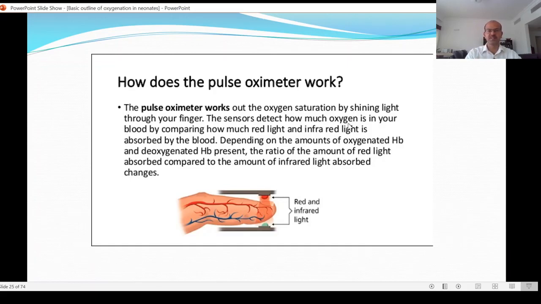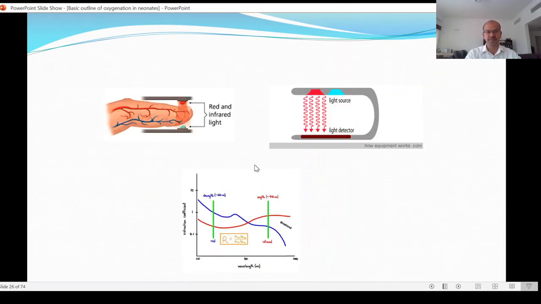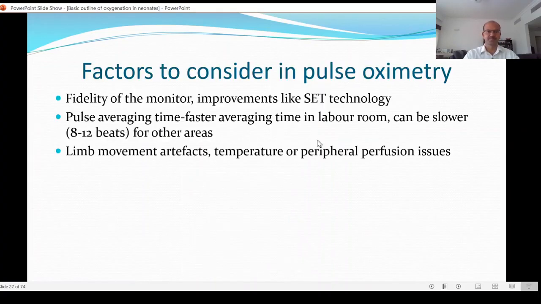The sensors detect how much oxygen is in your blood by comparing how much red light and infrared light is absorbed by the blood. Depending on the amounts of oxygenated and deoxygenated hemoglobin, the ratio is compared to the amount of red and infrared absorbed. So it changes depending on the algorithm. So this is the algorithm that is used by the microprocessor. For the same reason, different companies have slightly variable measurements for the same reading because their algorithms are slightly different. And it tells you oxygenated hemoglobin, deoxygenated hemoglobin, how much of the red and infrared is coming back. So again, a reflection of the same.